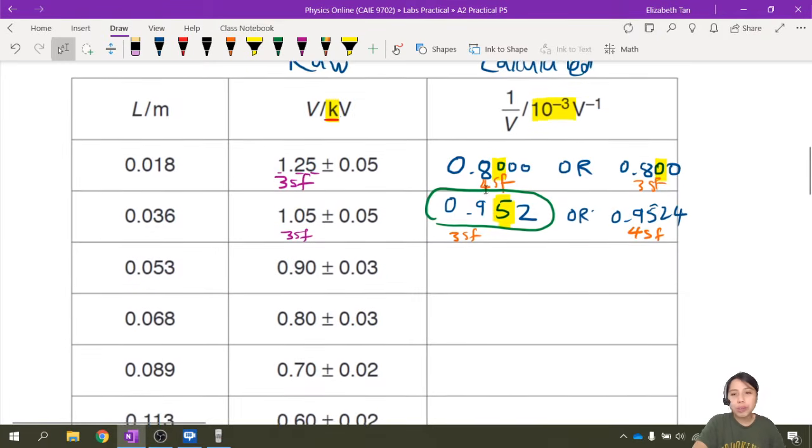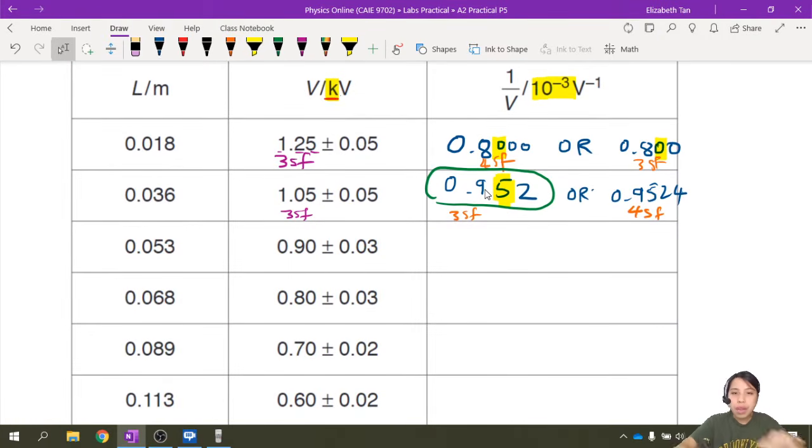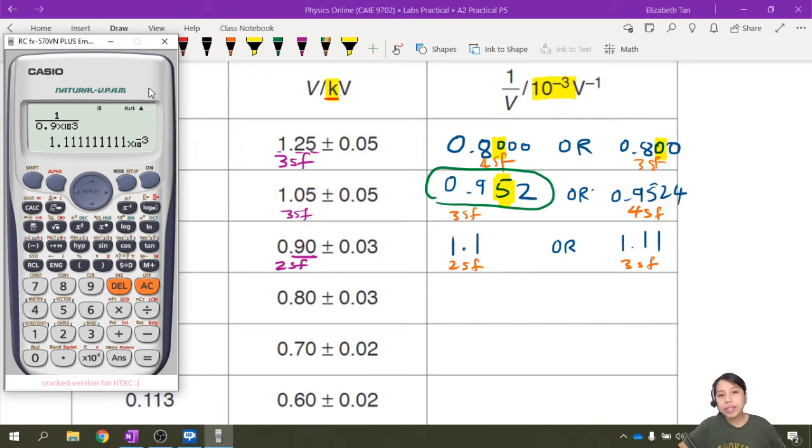Alright, so I'm just going to skip through and do the rest for you to see. But hold up, before we do that, there's something here to be careful of. This is only 2 SF. Oh, so you have to change your formula already. Because if this is 2 SF, this means you can either do 2 SF or 3 SF. Be careful. Okay, so you do the same thing, calculate, and you get these values, 1.11 or 1.1. Be very careful.